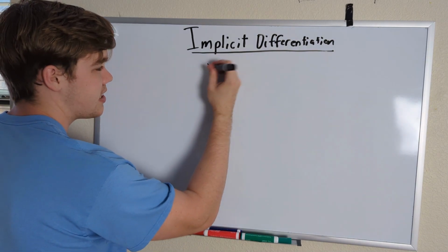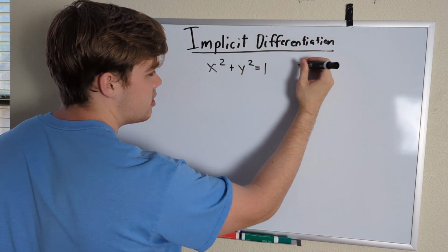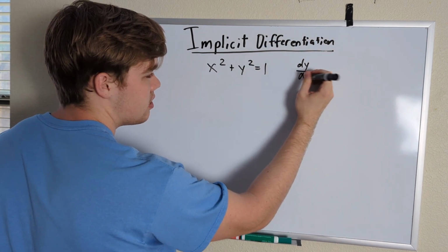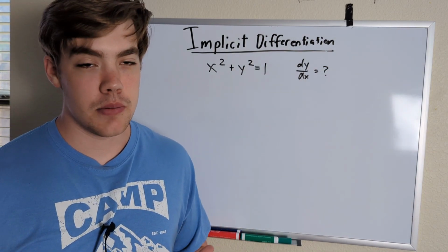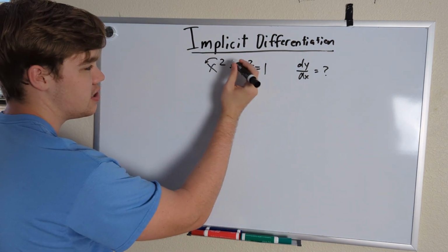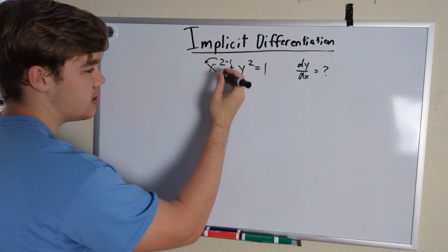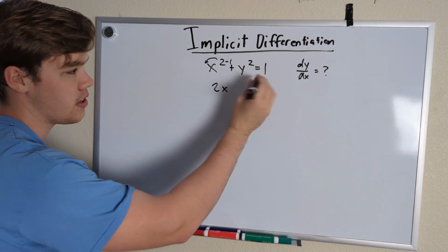So our example was x squared plus y squared is equal to 1, and we want to find dy dx. What is this equal to? Well, we can find most of this just by deriving normally like we've been doing in the past few lessons. So to start, we can just find the derivative of x squared. This is just power rule, so we bring this 2 down to the front and subtract 1 from the power. So this is 2x.